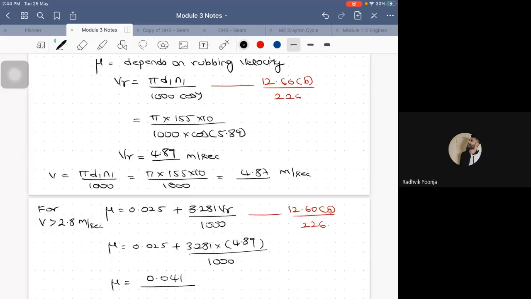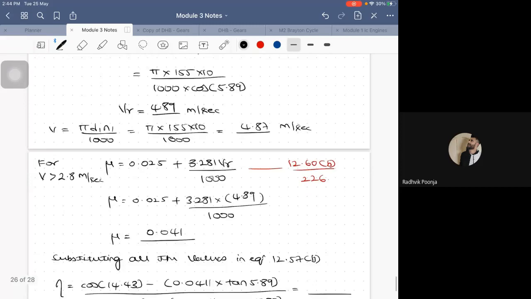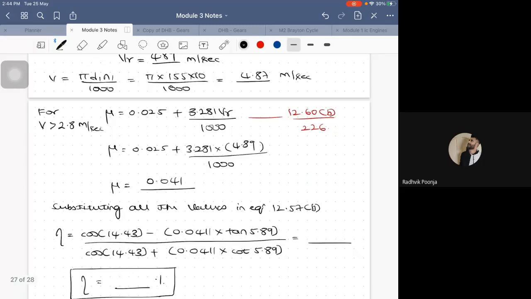Now, since mu and theta are both calculated, substitute in that equation to calculate your efficiency. Let us know how efficient your worm gear is.